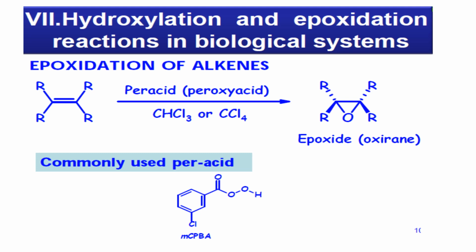And hydroxylation and epoxidation also take place. Yes, this epoxidation, the alkene epoxidation, can take place to produce what? Epoxide or oxide compounds, and here different catalysts can be used for this reaction.